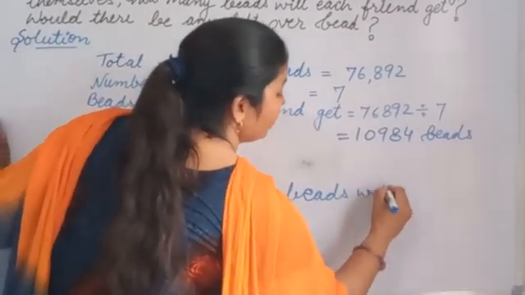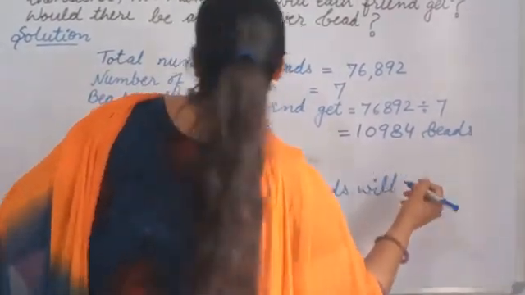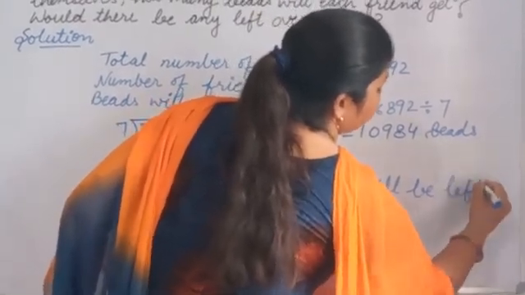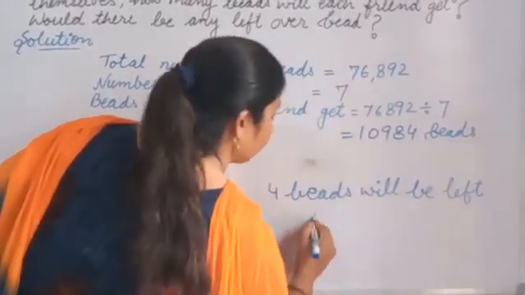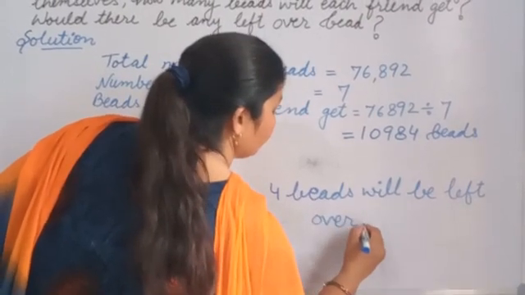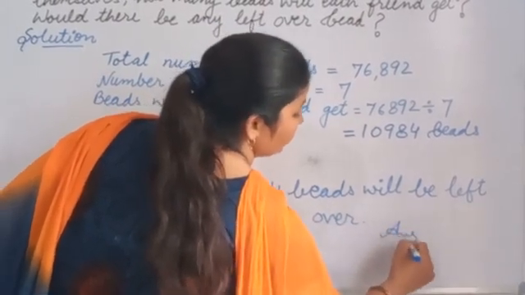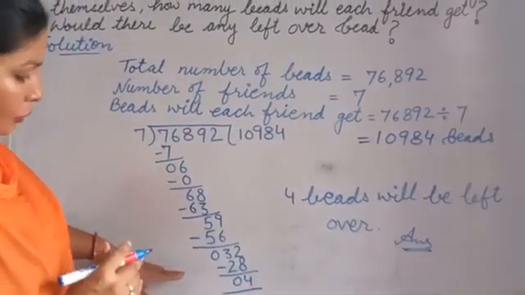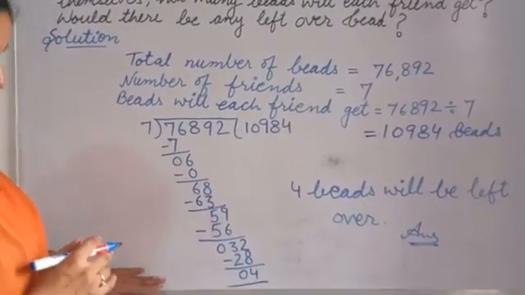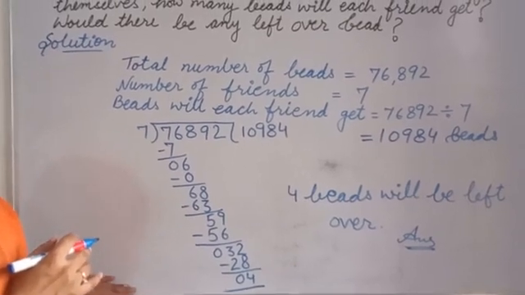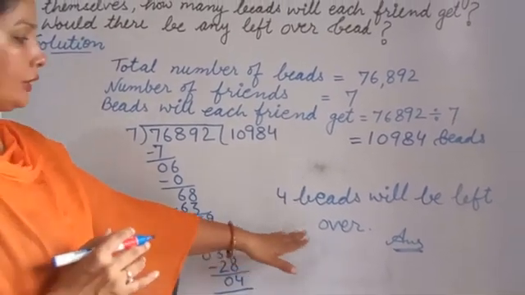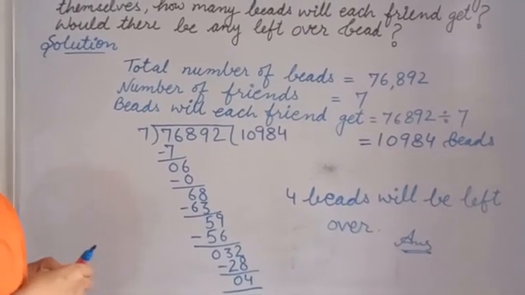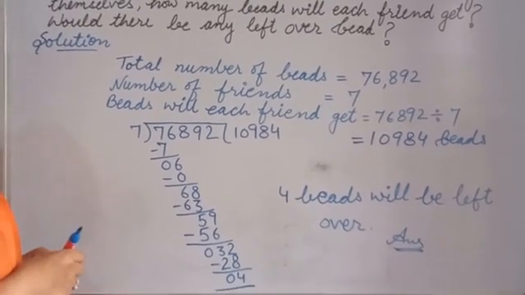will be left over. Okay, that's your answer. So like this you will do. I have no space downside, you can write downside also. If you want to write downside, you can write downside. Otherwise on the side also you can write 4 bits will be left over. Okay, that's your answer.